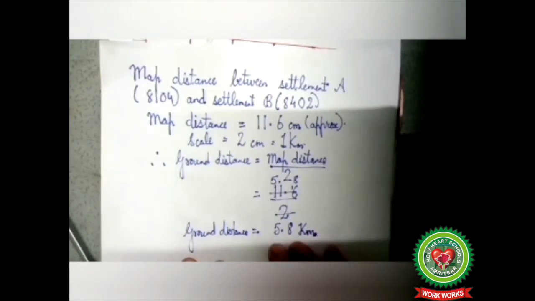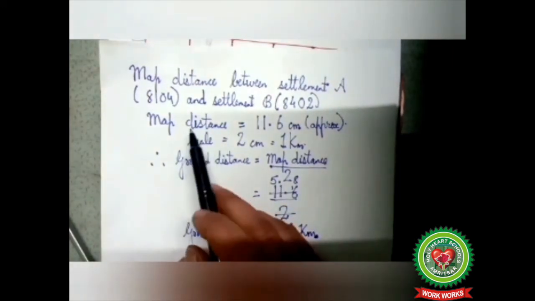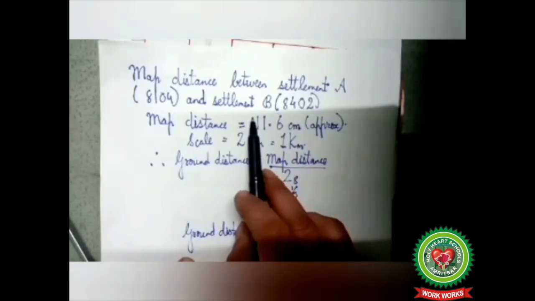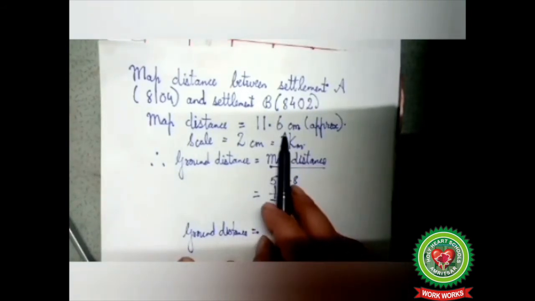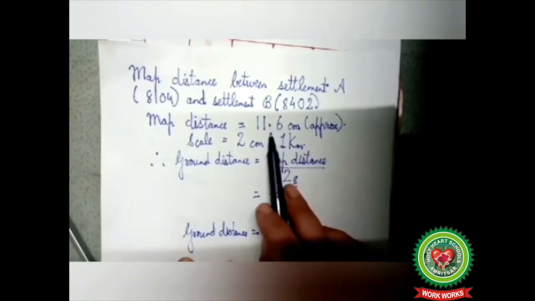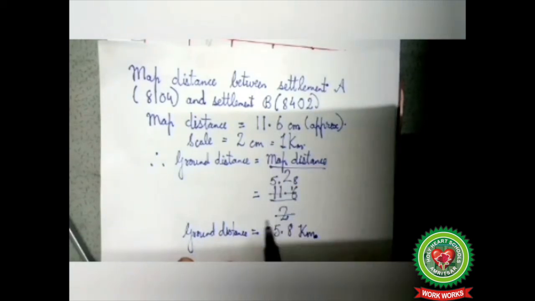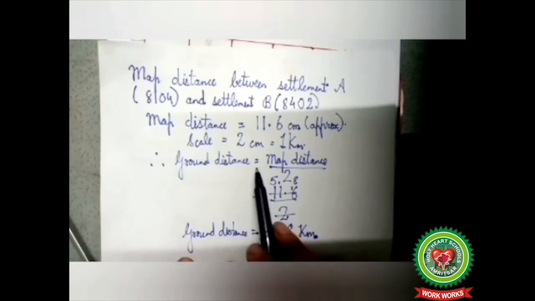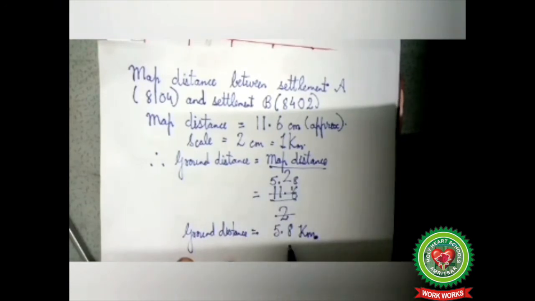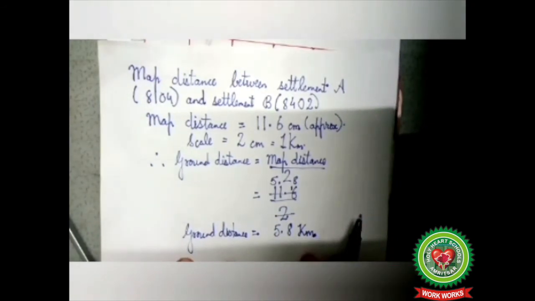Thus we can see that the map distance between settlement A and settlement B is 11.6 centimeter, which we have measured with the help of a scale. After placing our scale, we have calculated the ground distance as 5.8 kilometer. So this is how we find out the distance between the two given settlements on the topographical map.